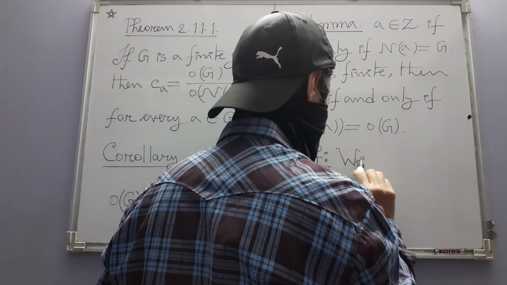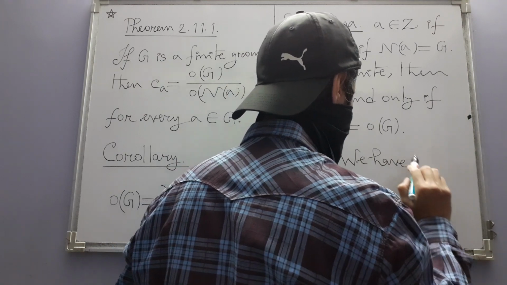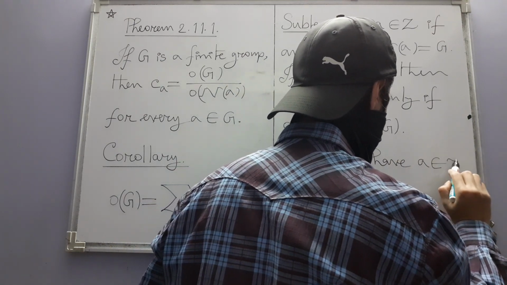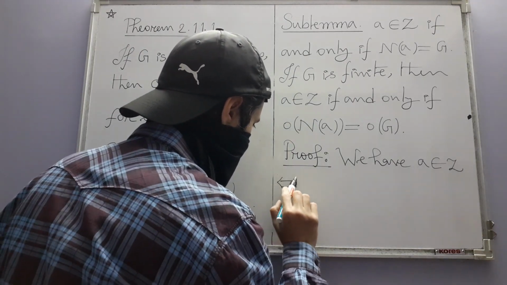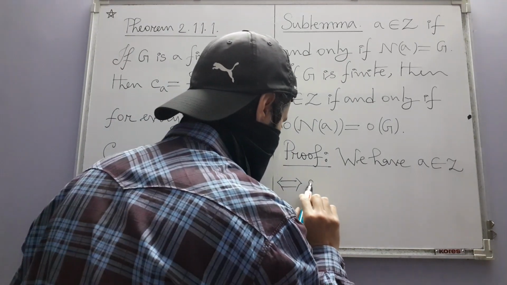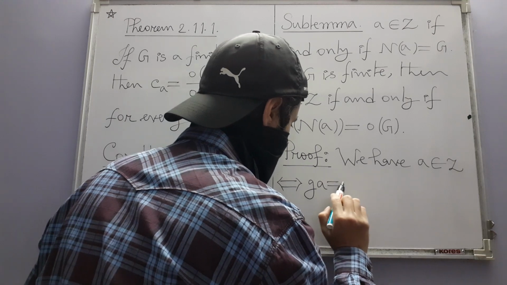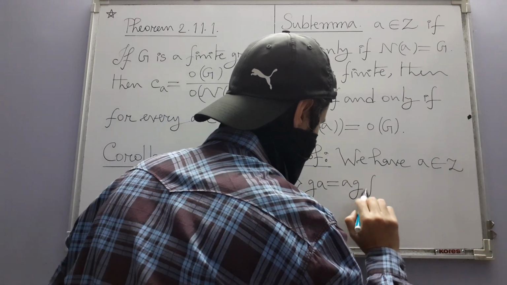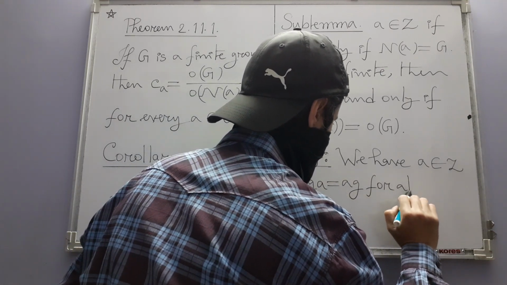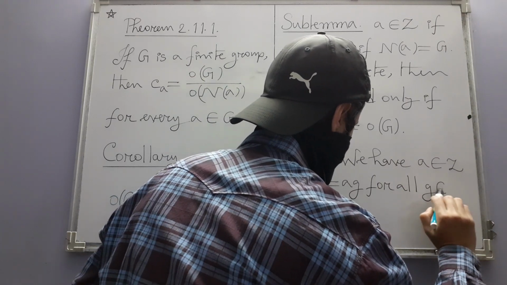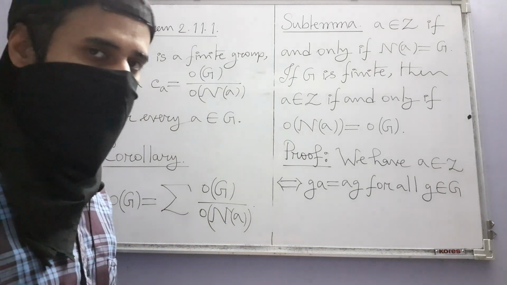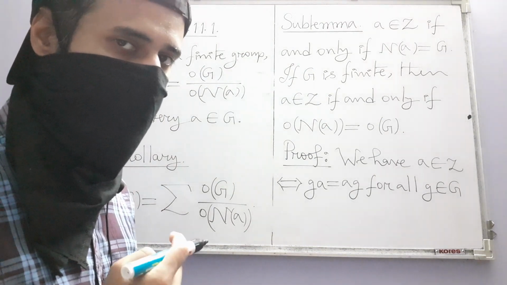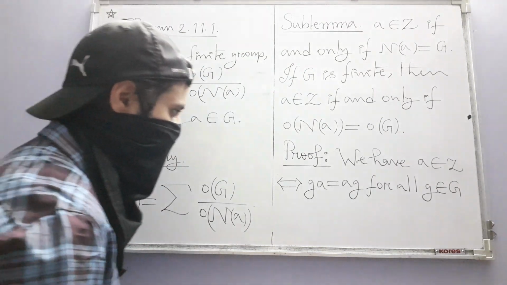We have A belonging to the center if and only if GA equals AG for all elements G in G, because that's what a central element is. It is something that commutes with everything from the group.